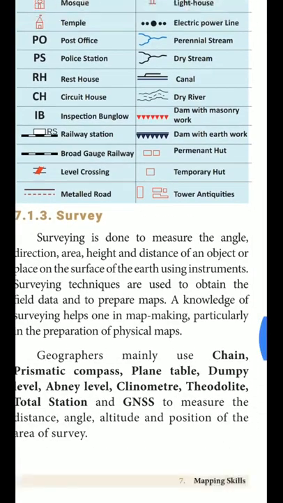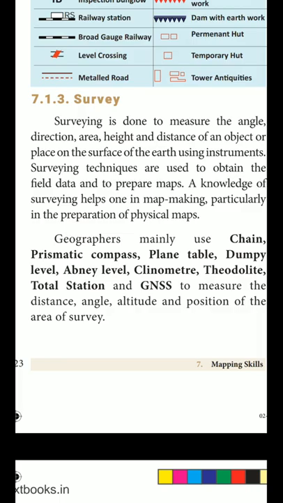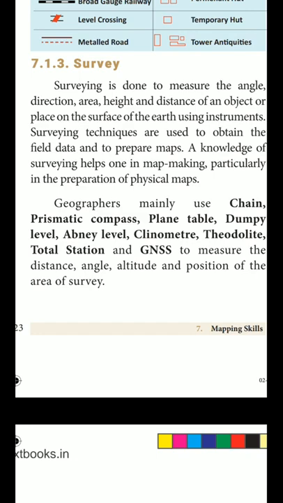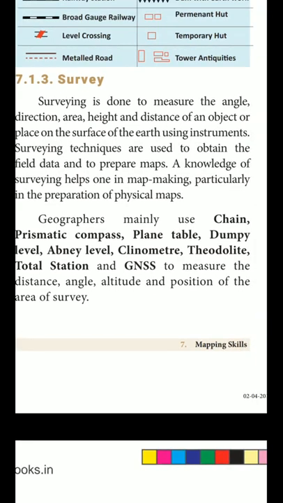Next, survey. What do you know about this survey? Surveying is done to measure the angle, direction, area, height and distance of an object or place on the surface of the earth using instruments. So surveying means measuring the angle, direction, area, height and distance of an object or place. Surveying techniques are used to obtain the field data and to prepare maps. A knowledge of surveying helps one in map making, particularly in the preparation of physical maps.